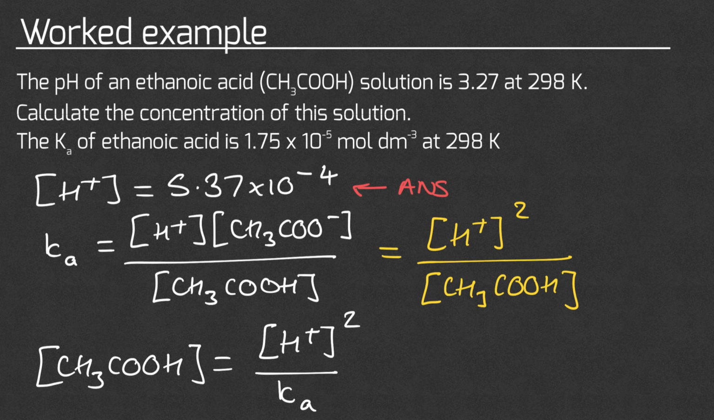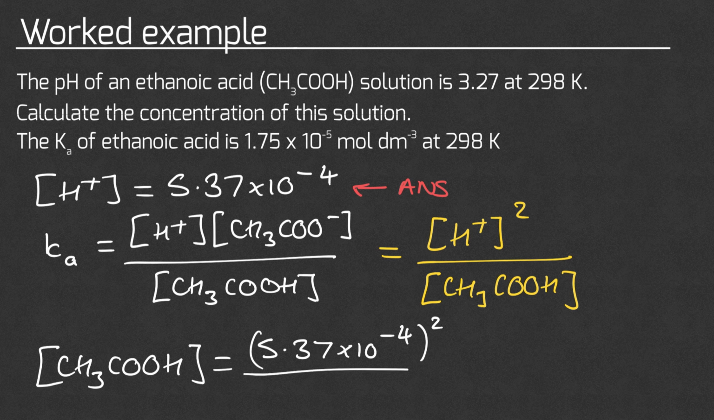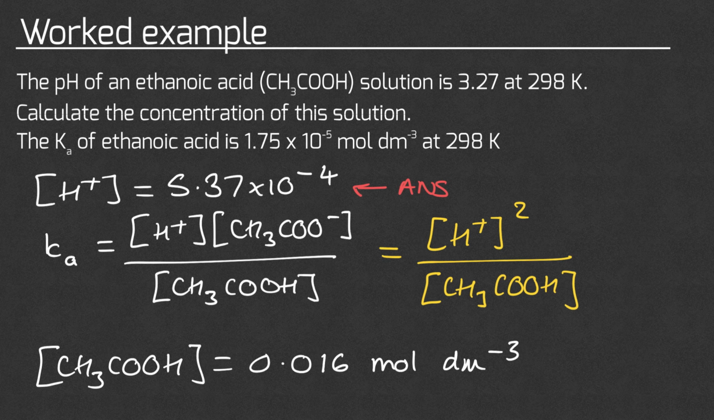We can now sub in the value of Ka that we were given in the question, add in the value of H plus which we've calculated, and then put this in our calculator to give us our final answer. So the solution to this question is a concentration of 0.016.